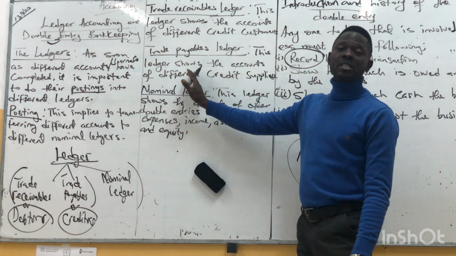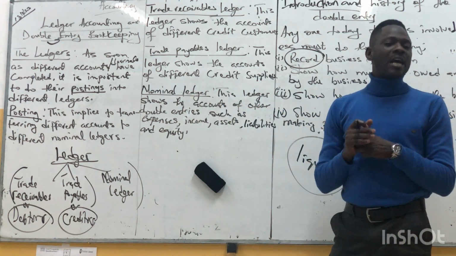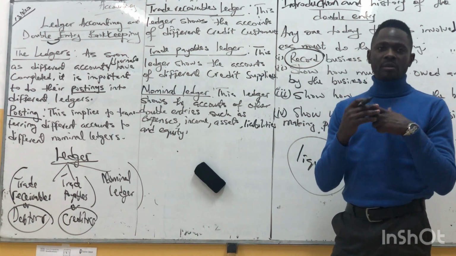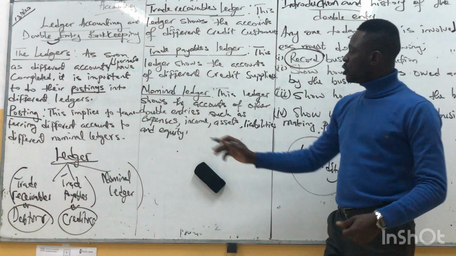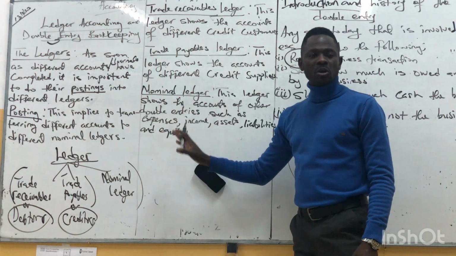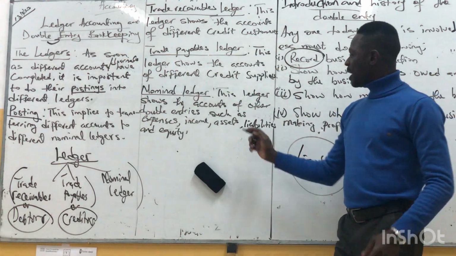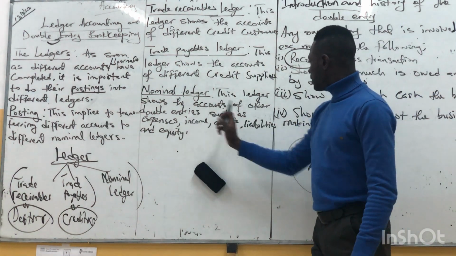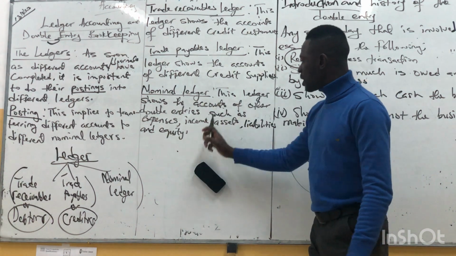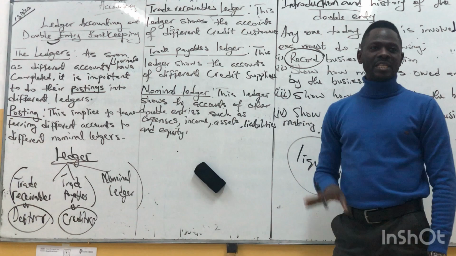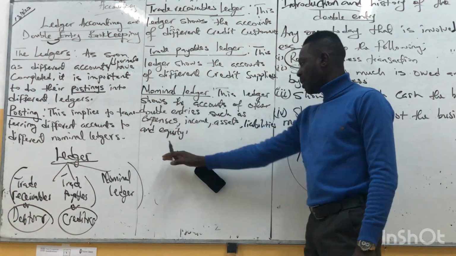Then we have the nominal ledger. These are accounts that don't have the name of a business or the name of a person. So we use a nominal ledger for such accounts. Examples are assets, liabilities, income, expenses, and equity. These accounts do not have names. That's why we open a nominal ledger for them.